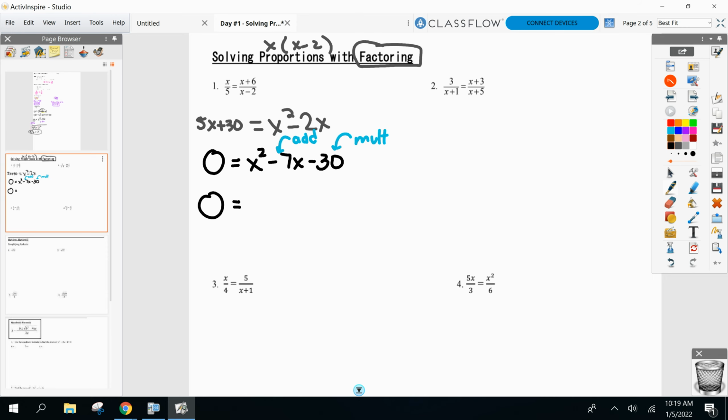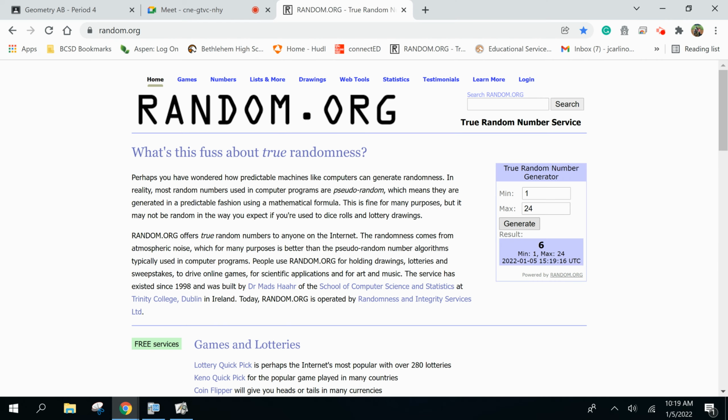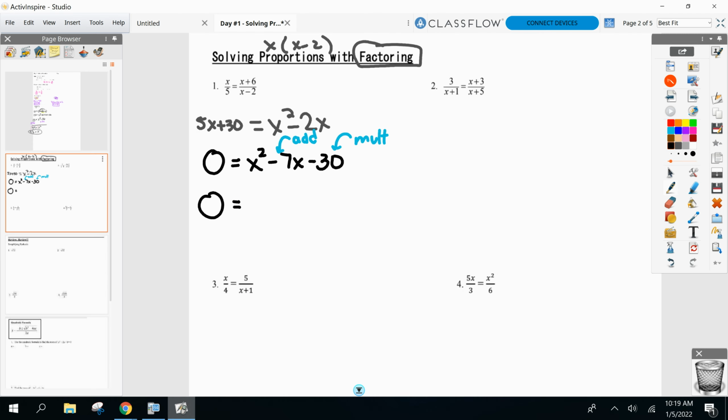Okay, hopefully we discussed it in your group. Have numbers for me. Negative 10, 3. Okay, negative 10, positive 3 would work. How do I write it now if you remember from last year or this year? X minus 10, X plus 3. That's what it factors into. Next, I still need values of X now. You take each parenthesis and set it equal to 0. You're going to get two answers out.